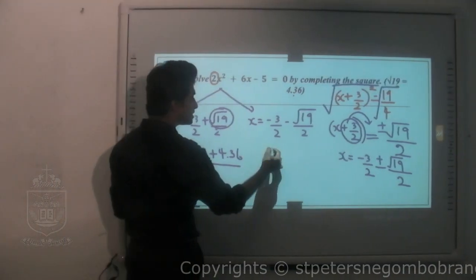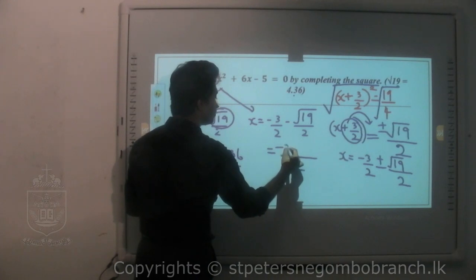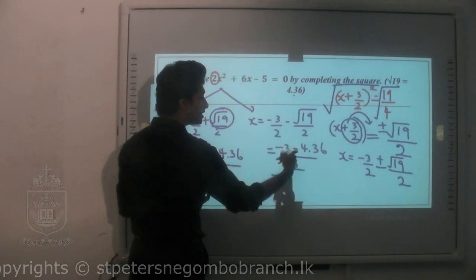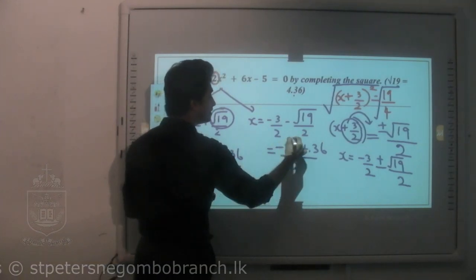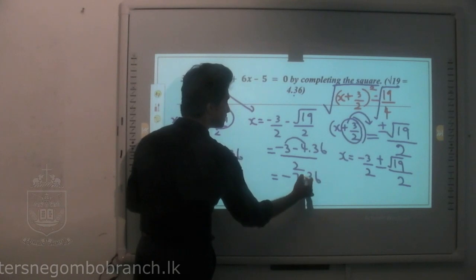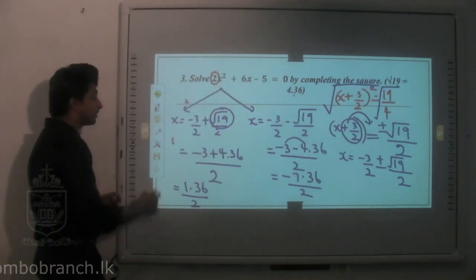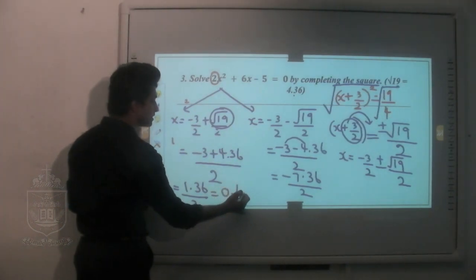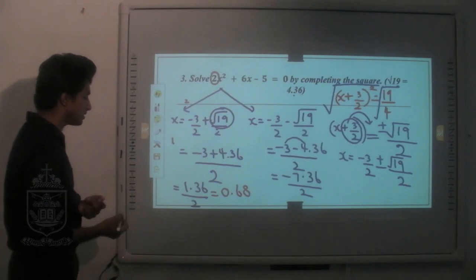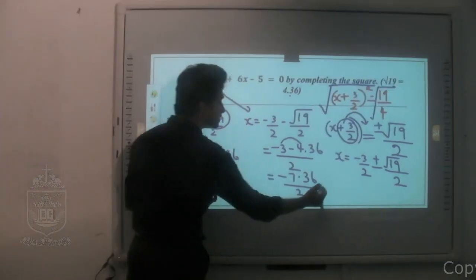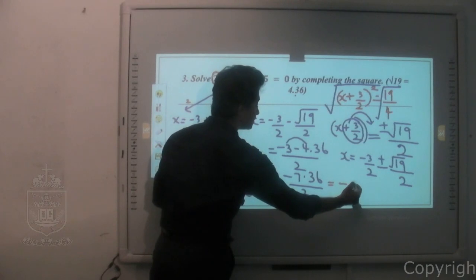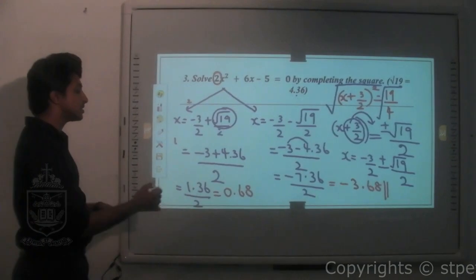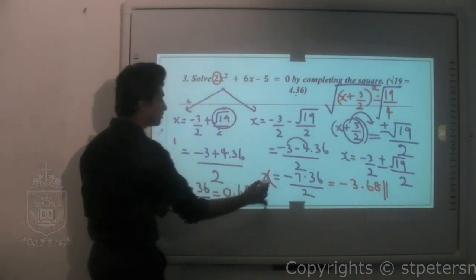We will divide it. From this side I can take 2 down, minus 3 minus 4.36. Both are minus, same sign, so keep the common sign and add these two. That is going to be 7.36 divided by 2. Then the final answers will be, here I will get 0.68. Yes, 0.68. From this side I will get the answer minus 3.68.